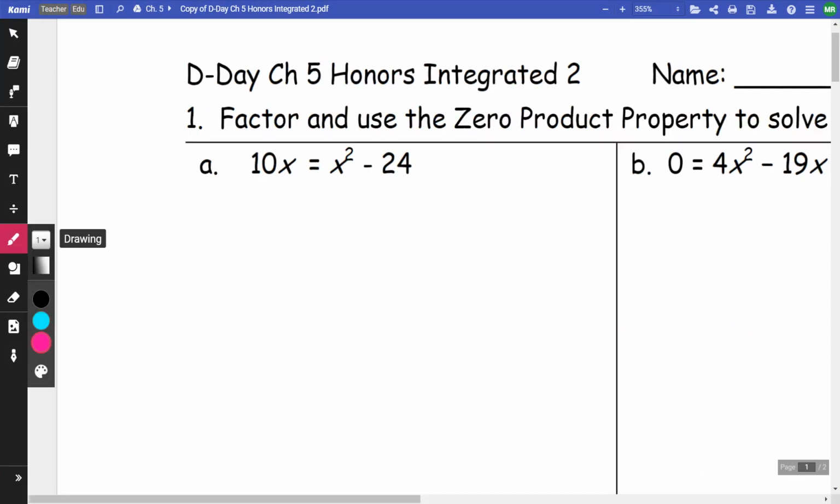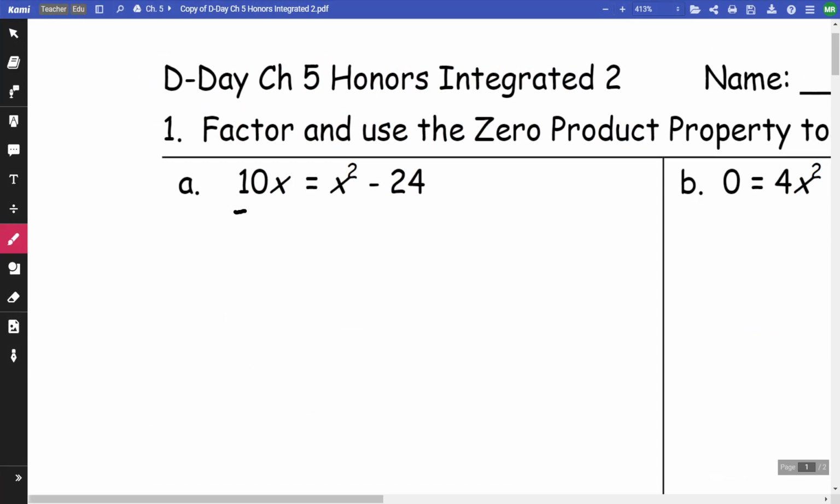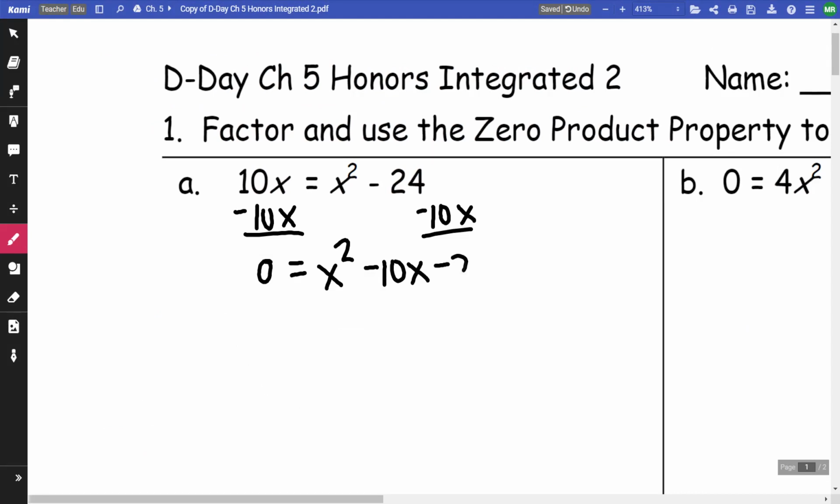So the very first thing I need to do is get 0 on one side, everything else on the other side. So I am going to minus 10x from both sides. And I'm going to get 0 is equal to, and I'm going to write it in descending order, x squared minus 10x minus 24. And now I'm going to factor that.